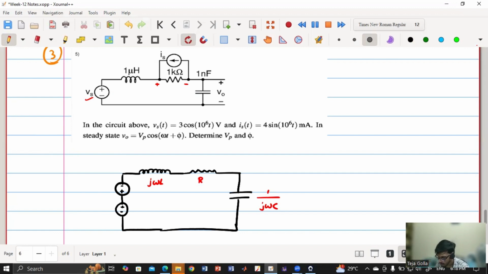3 angle 0. And what will be the other voltage phasor? 4 angle minus 90. So now how will we proceed?